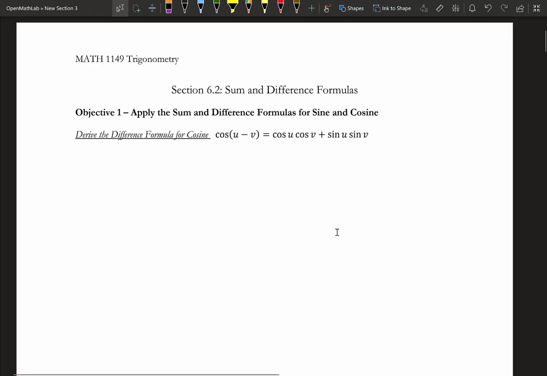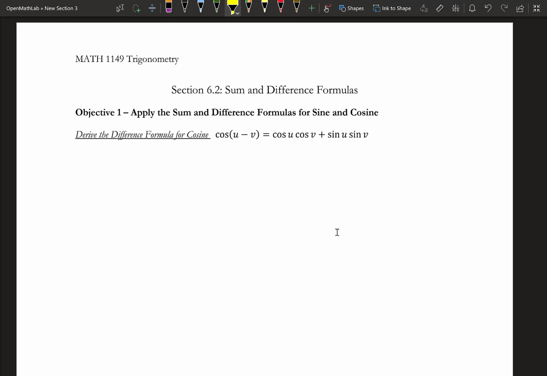Hi guys, so we're ready to look at section 6.2, which is the sum and difference formulas. So the first objective that we want to be able to do is be introduced to what the sum and difference formulas are for sine and cosine, and we want to be able to apply them, right?